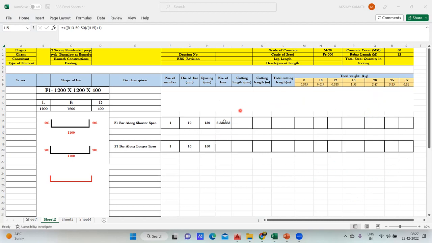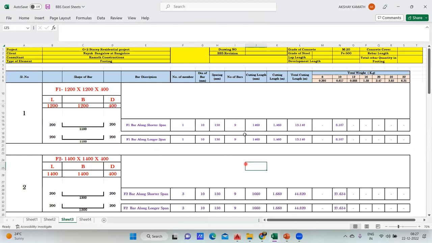So for that, what you're supposed to do, you have to change the formula. In that, you need to add one thing that I'll show you. Already I've done it here. See, what you need to do, you need to write round up. Whenever you put a formula for number of bars in the Excel, first you write round up 1200 minus 50 minus 50 divided by this plus 1. And then you have to write 0.